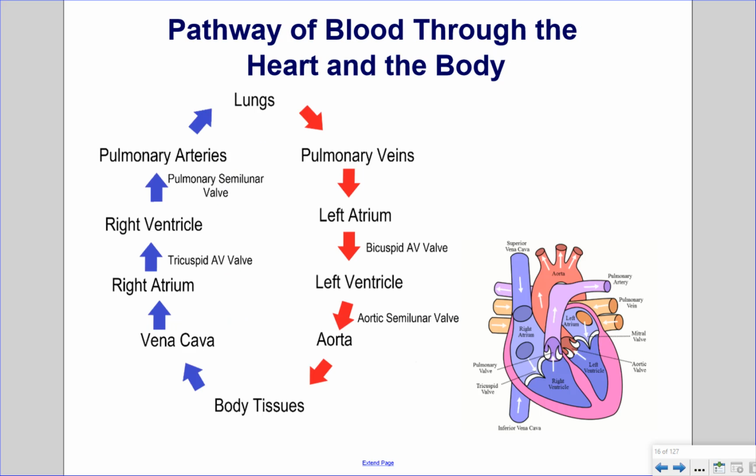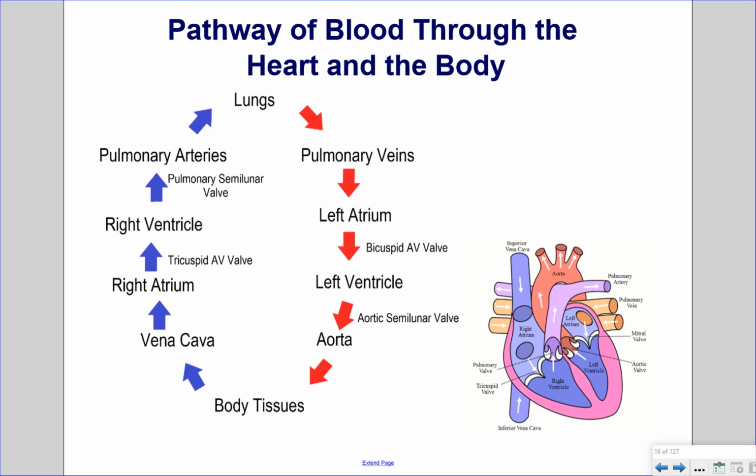Pathway of blood through the heart and the body. All the cells in the body need the blood for nutrients and oxygen. The cells in turn produce carbon dioxide and waste that need to be returned. The carbon dioxide needs to be breathed out, and the waste needs to be excreted by the kidney.